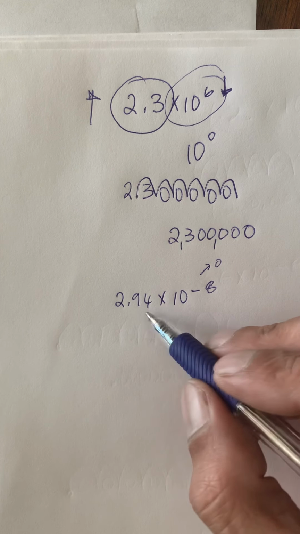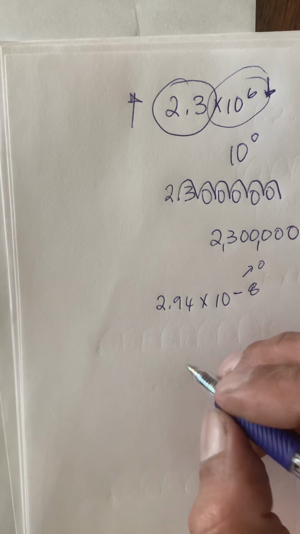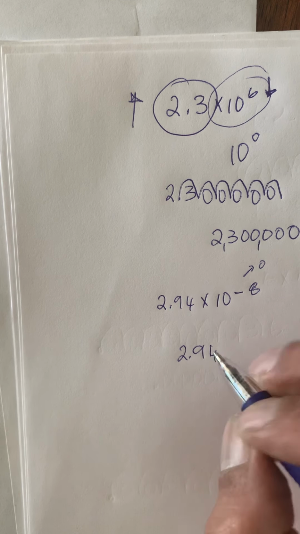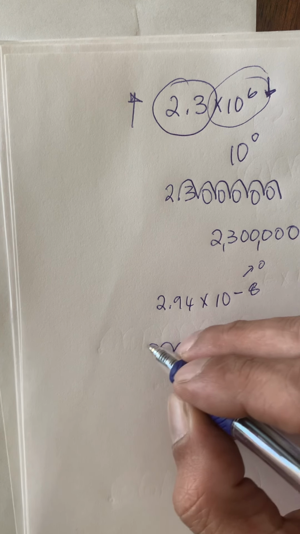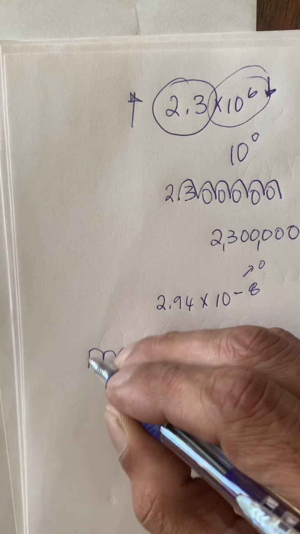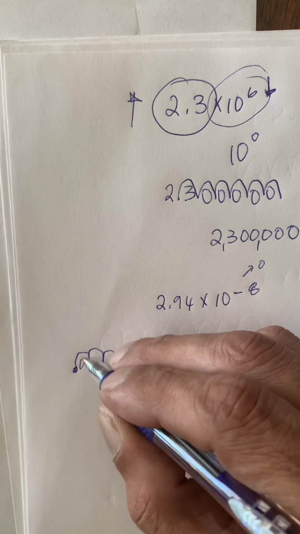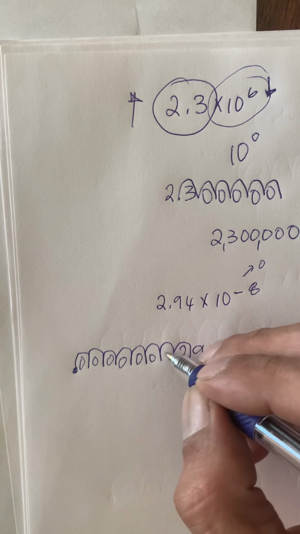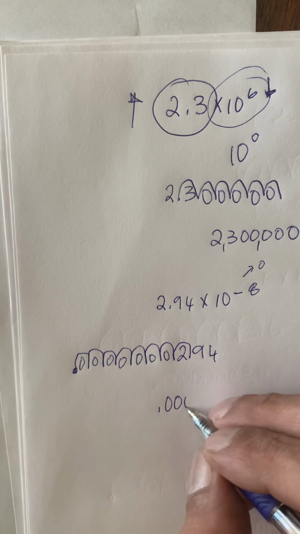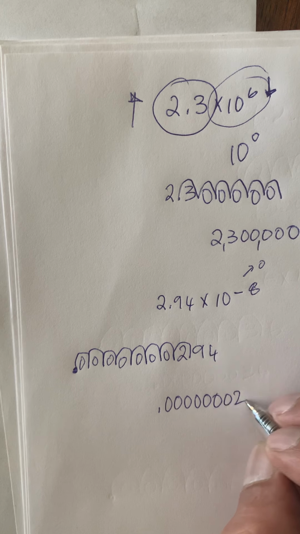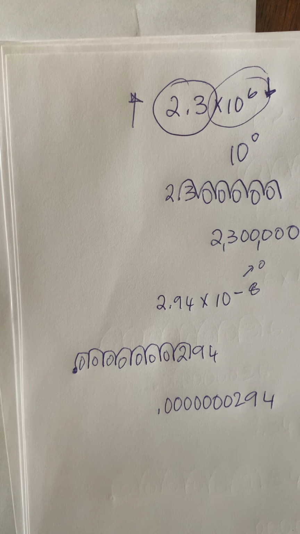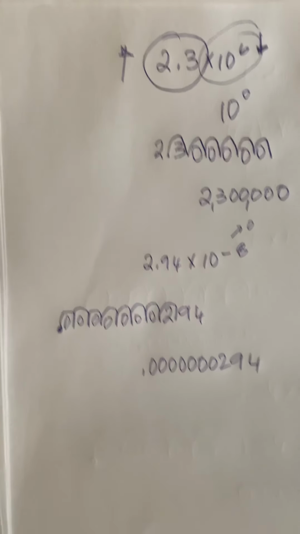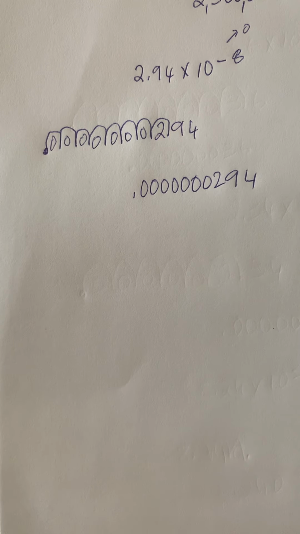So again, I'm going to have to make this number smaller. So this number being 2.94 has to go down by 8 powers of 10, so that's 1, 2, 3, 4, 5, 6, 7, 8. Put in my zeros. And so I have 0.000000294. Okay? And there it is, the number in regular form. That's really all there is to it. I'll do another couple of quick examples for you.